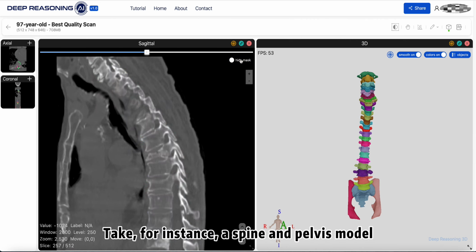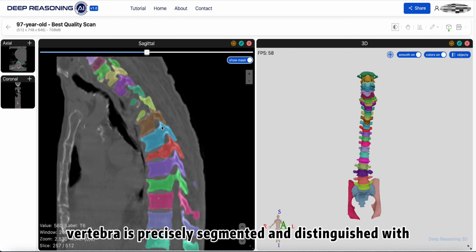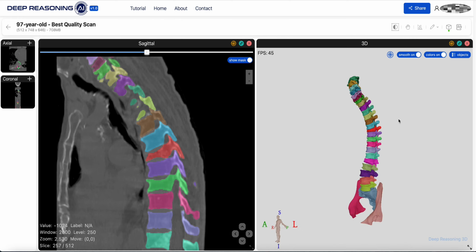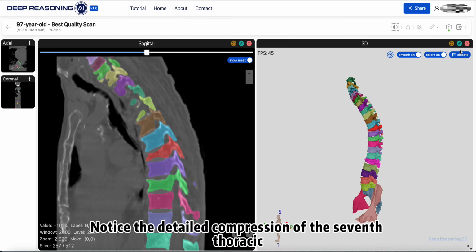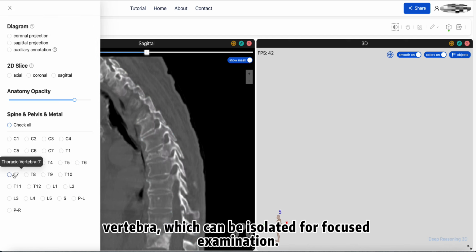Take, for instance, a spine and pelvis model from a 97-year-old patient, where each vertebra is precisely segmented and distinguished with unique masks. Notice the detailed compression of the seventh thoracic vertebra, which can be isolated for focused examination.